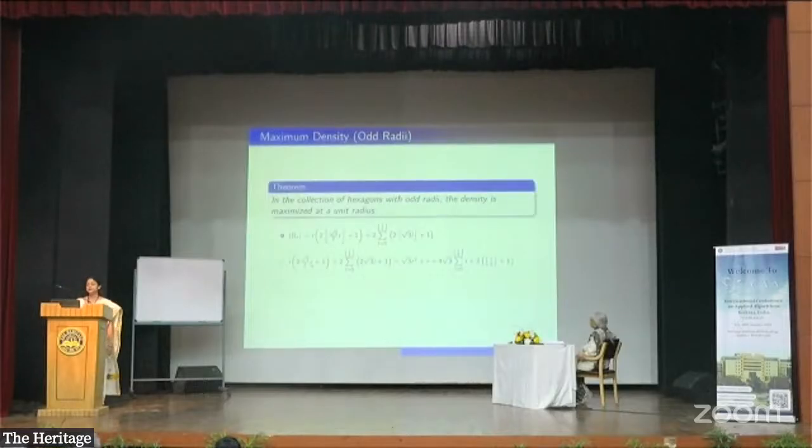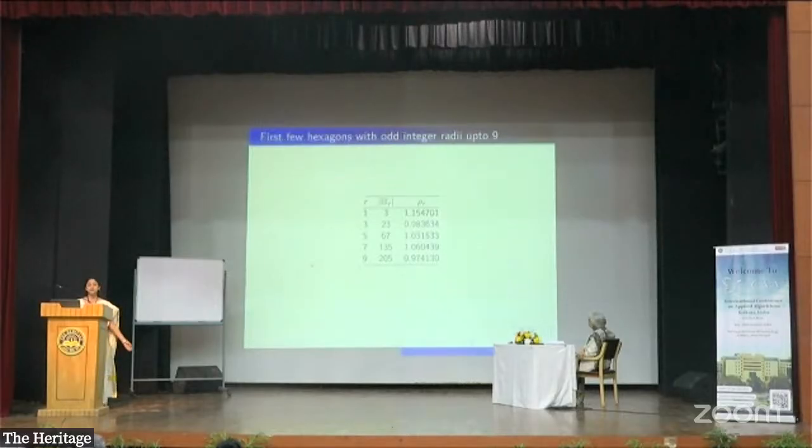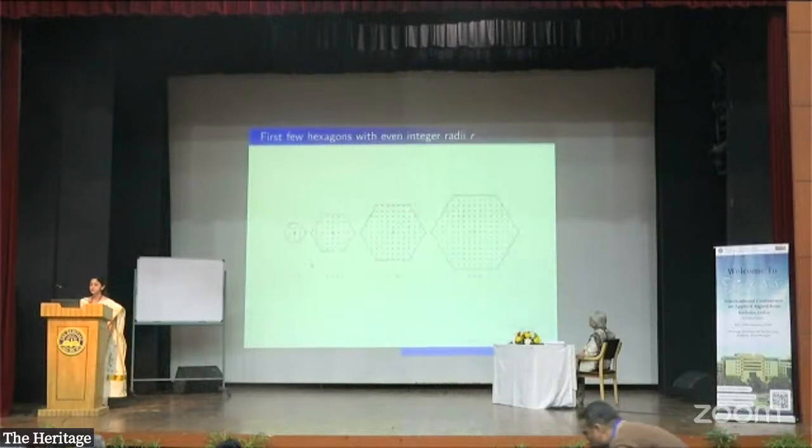Now, the first theorem: in the collection of hexagons with odd radii, the density is maximized at a unique radius. We have proved our claim algebraically for all R greater than or equal to 11, and for all odd radii R less than 11, we are presenting the results in this table for your reference, and we are claiming that our claim is correct. The first hexagon, with unit radius, has the highest density of 1.154701.